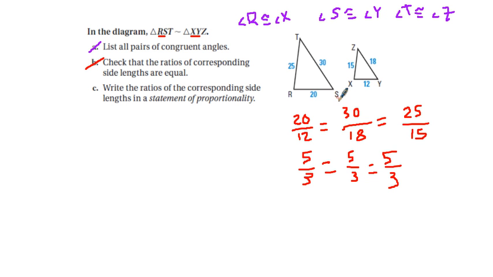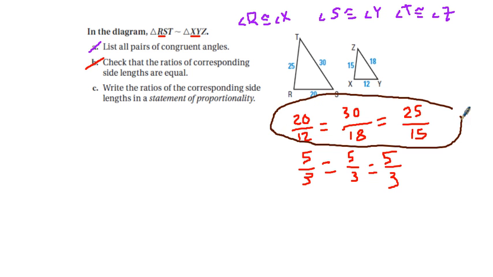That means that the side lengths are proportional, so we're one step closer. We do now have similarity, we do have similar triangles, because the angles are congruent and the sides make up proportionals, they have equal ratios. Alright, and in this last one, write the ratios as a statement of proportionality. That is this statement right here.